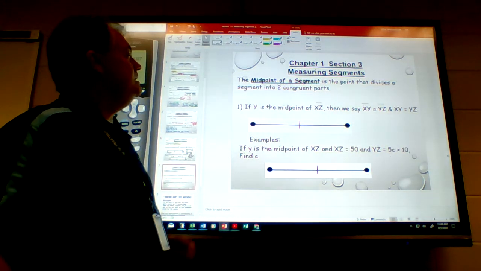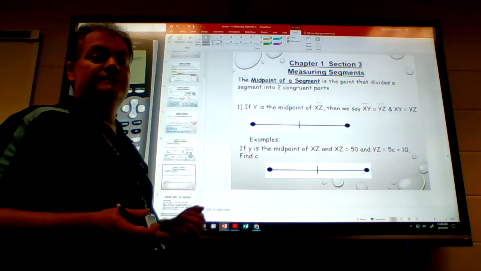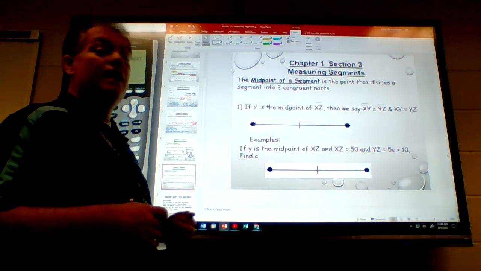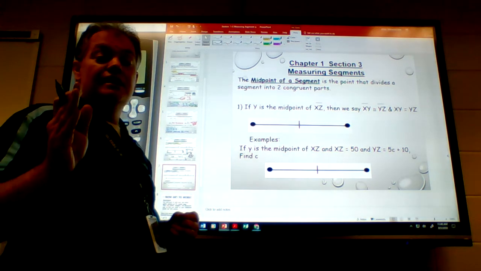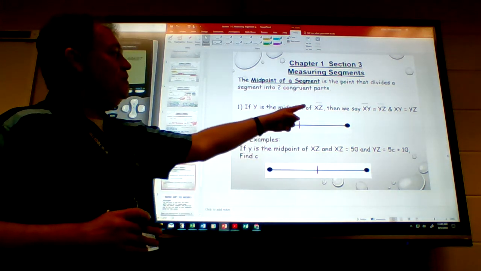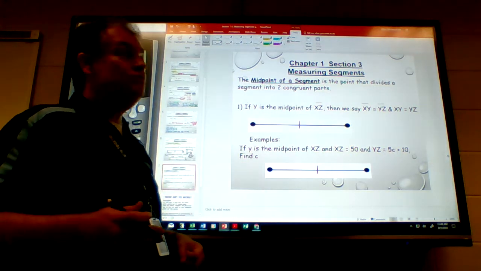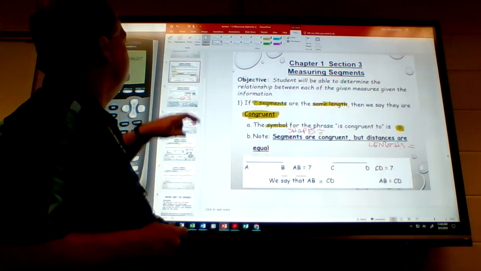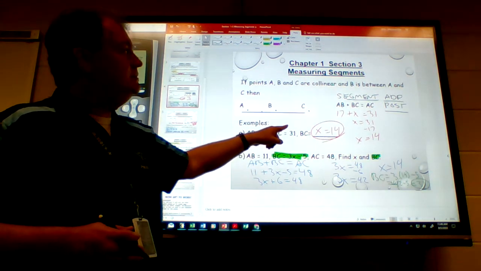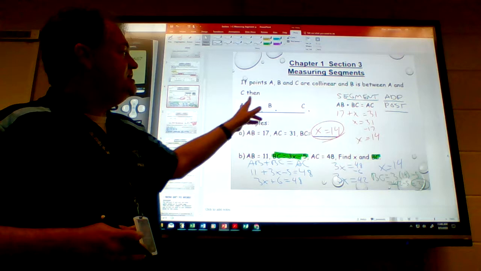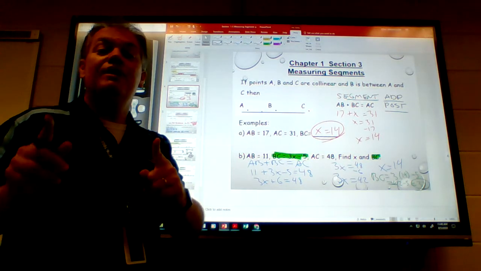All right. Now, this one, very similar. But I do want to point one thing out to you while I'm thinking about it. Notice how in this one, we set both xy and yz equal to each other. But we didn't do that here. We added these two together and set it equal to the whole thing. Here's why you do that.